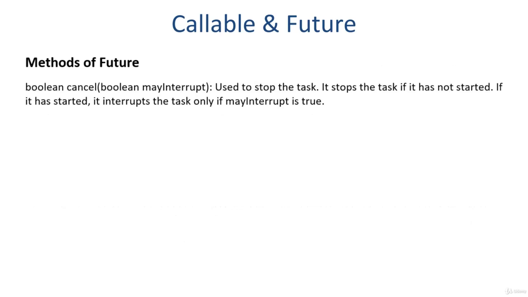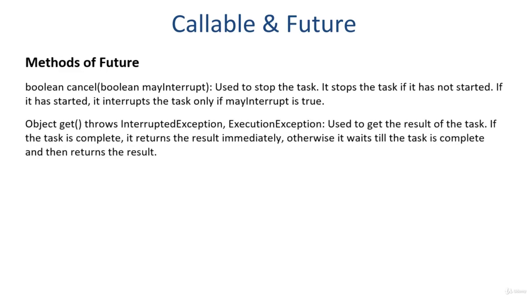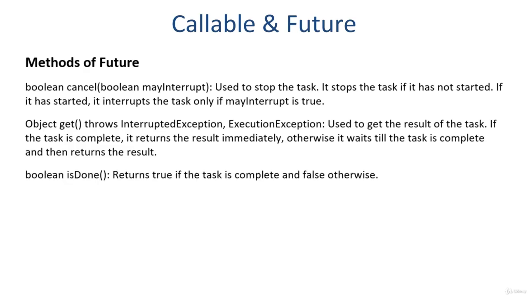Methods of Future. The first one is cancel, used to stop the task. The second one is get, used to get the result of the task. If the task is complete, it returns the result immediately. Otherwise, it waits till the task is complete and then returns the result. So get is blocking. The third method is isDone. It returns true if the task is complete and false otherwise, and isDone is non-blocking.